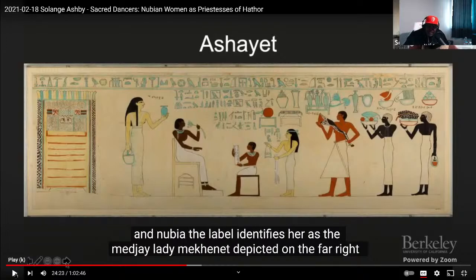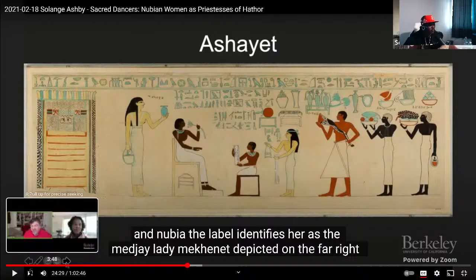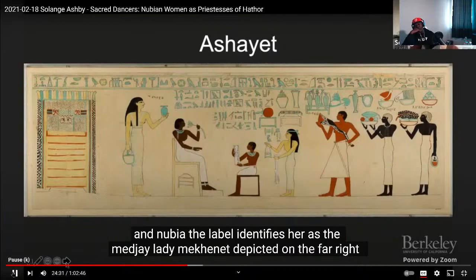Real quick. So we're still talking about the same story of Mentuhotep having a line on these sisters who now we see got Kushitic names. At least her friends got Kushitic names, right? But let's keep listening. The label identifies her as the Magi lady Mekhenet. So the label, they talking about the 2 darker ones, depicts one of the 2 darker ones as a Magi lady Mekhenet, depicted on the far right.